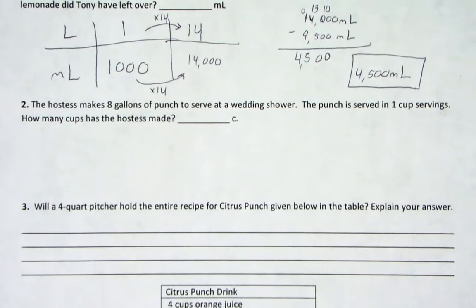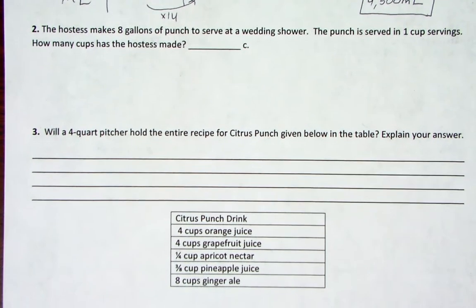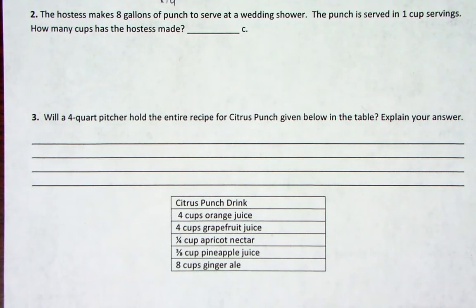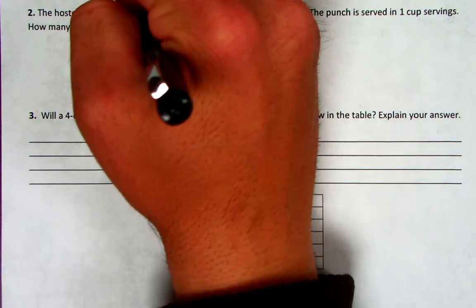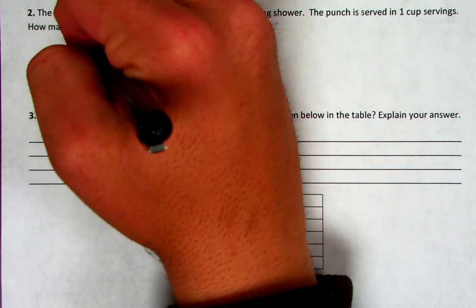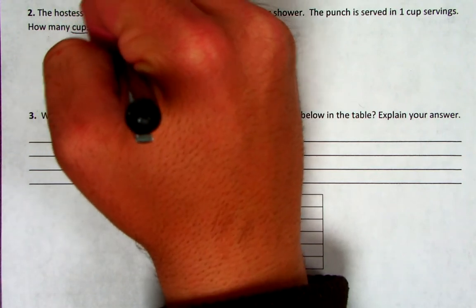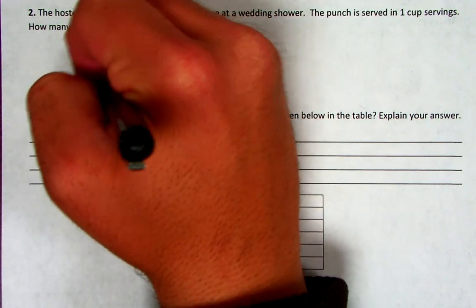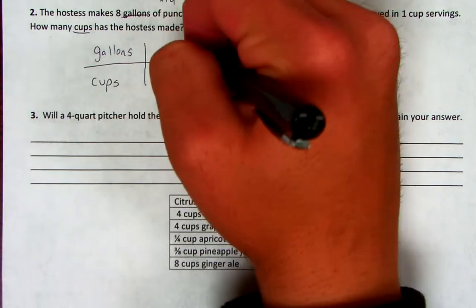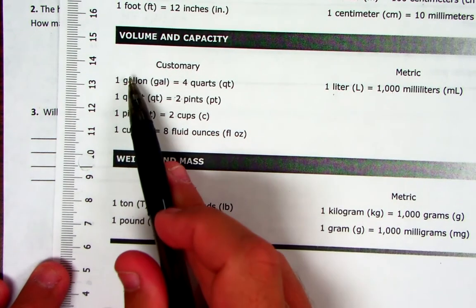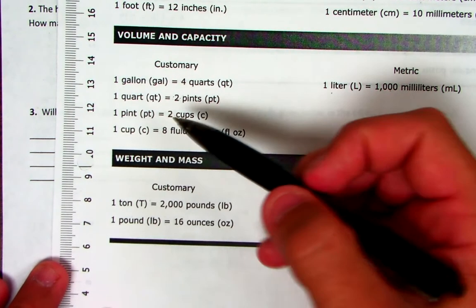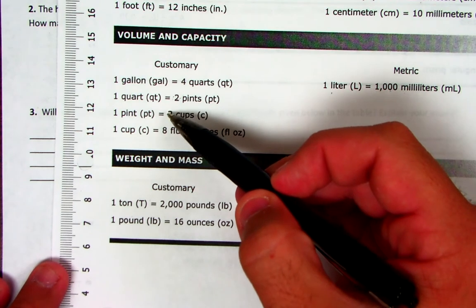Alright, number 2. The hostess makes 8 gallons of punch to serve at a wedding shower. The punch is served in 1 cup servings. How many cups has the hostess made? So here we are converting between gallons and cups. Again, you must use your star chart to do this conversion. If we look at our star chart, here's my gallon. Again, here's my cups way down here. So we're going to have to do some multiplying.